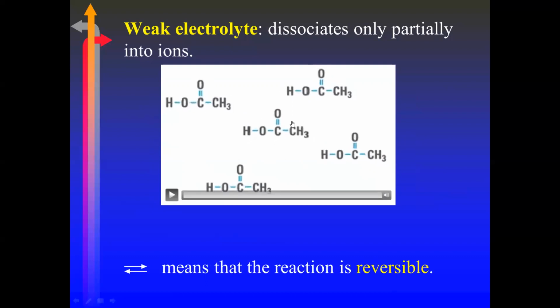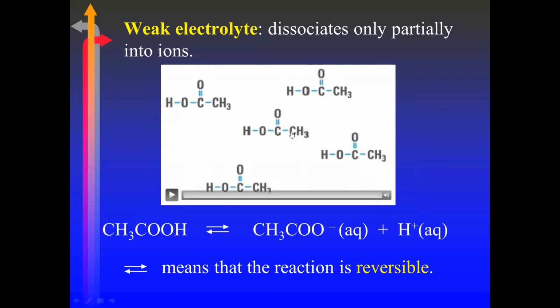As the video shows, there are many molecules, you see only one dissociates into ions, and then sometimes they also recombine with hydrogen, forming the molecule again. This is why when we use the equation, we use this double arrow. Double arrows mean reversible. That means the reaction can go in this direction. Also, this process can go in the other direction. So the reaction is reversible.